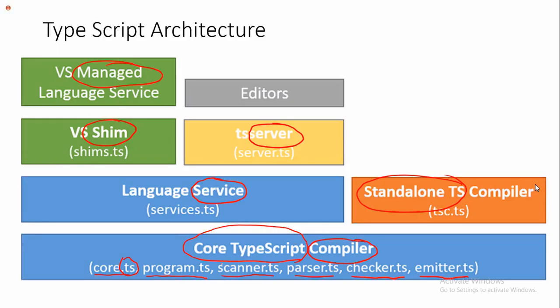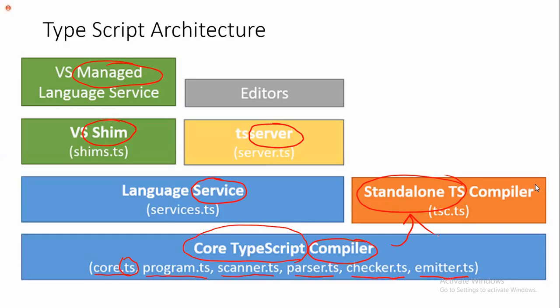It is just going to first verify: is everything written in your TypeScript file correct or not? Is it according to the language standards or not? Is it all syntactically correct or not? That it will verify. So the TypeScript core compiler will verify everything. After verifying, if there are no errors, then this file is taken by the standalone compiler.